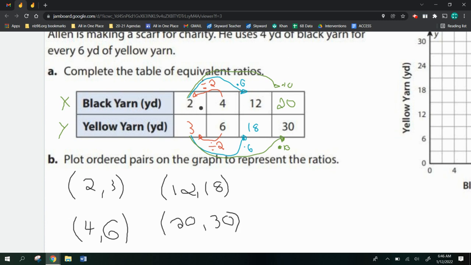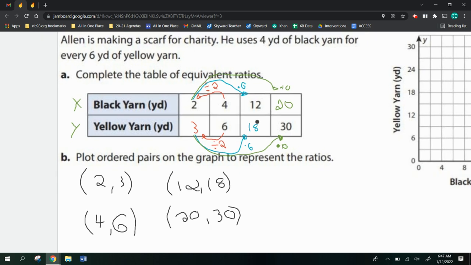I noticed that this table does not go in order. It's not times 2, times 3, times 4. So this is a good example. This is how most of the tables are going to be, where it's going to be in a random order. I did want to just take a second to point that out.